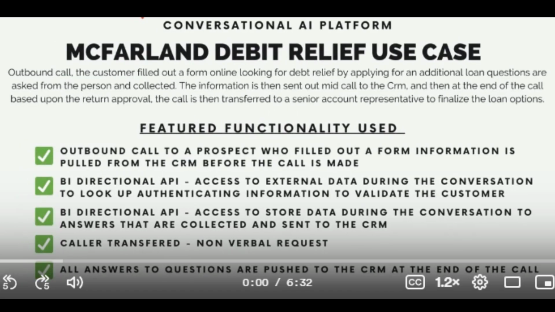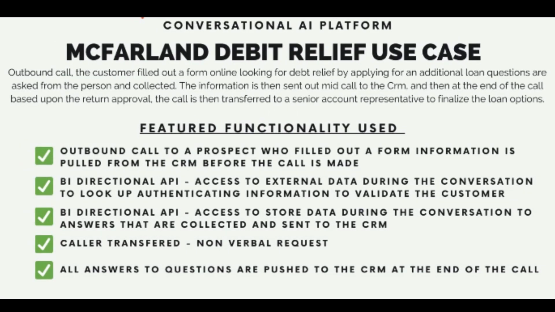Okay, this is for a Markfarland debt relief use case. This is an outbound call. A person has filled out a form online looking for debt relief, really almost applying for a loan, kind of readjusting how they want things done, and they're going to put in a loan request. So certain information was already collected on the form, and authorization was made to be able to contact them through AI and through texting, so that all had been signed off on.